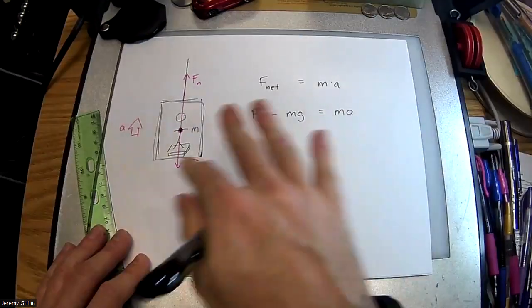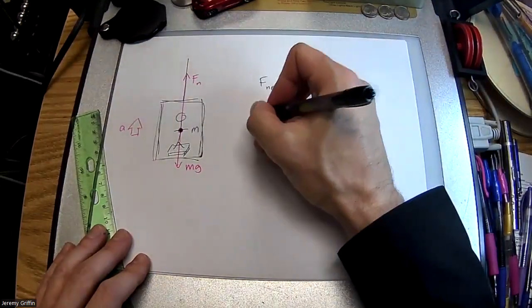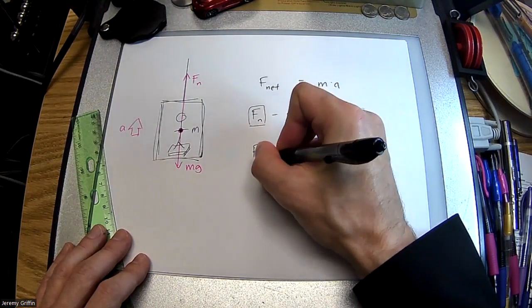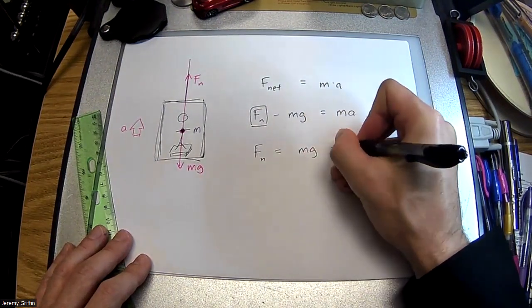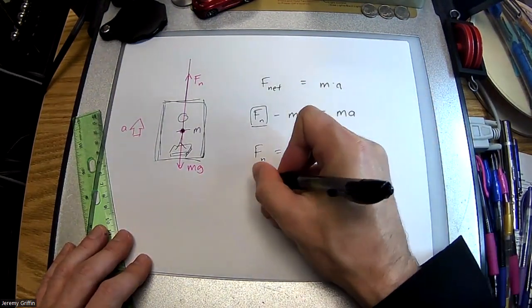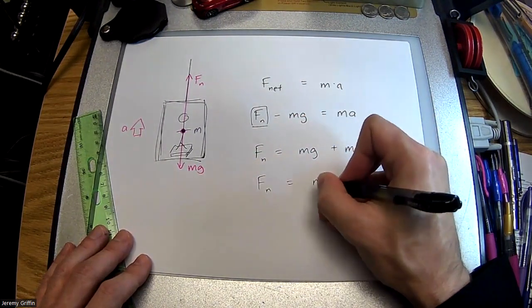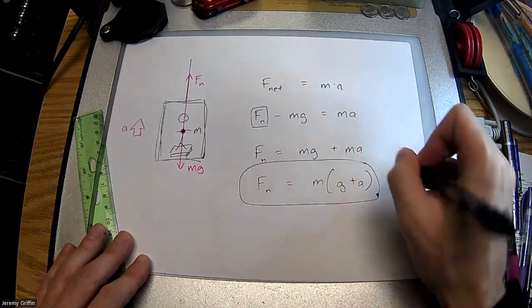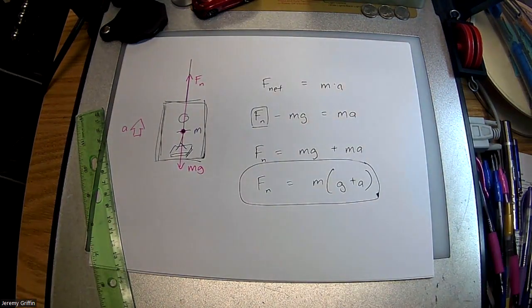And you might be asked to solve for any of these. Let's say you're asked to solve for the normal force reading on the scale. Can you guys go, normal force reading is mg plus ma? And you could even factor his mass out: m times (g plus a). Now that's true if you're accelerating upward. If you're accelerating downward, you just change this plus to a minus. That's a shortcut.